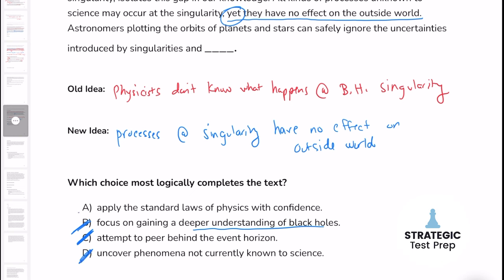So pinpoint that contrast statement. That's the new belief. Read that, base your logical conclusion off of that. It'll make it way easier to get more points on these.